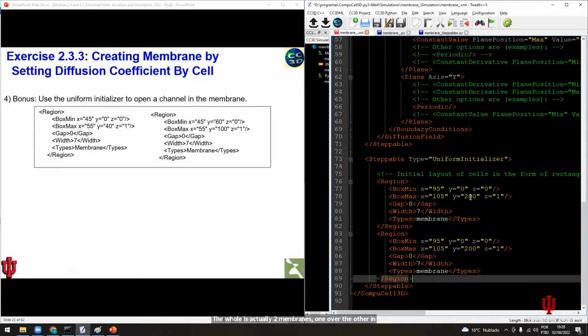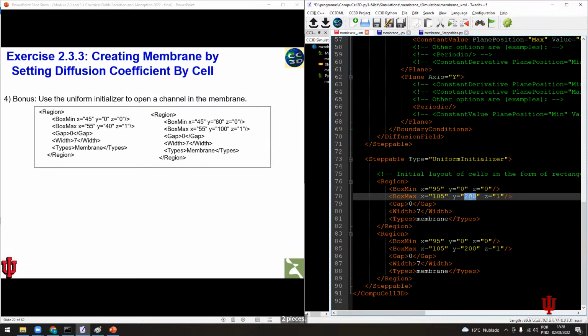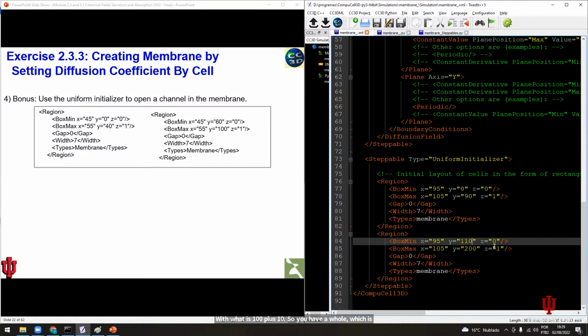First, very simple. You simply stop, let's say, at 90. So the middle is at 100, so you put the middle minus, let's say, 10. And in the case of the upper part of the membrane, you set the middle, which is 100, plus 10. So you will have a hole which is 20 pixels wide. And save.